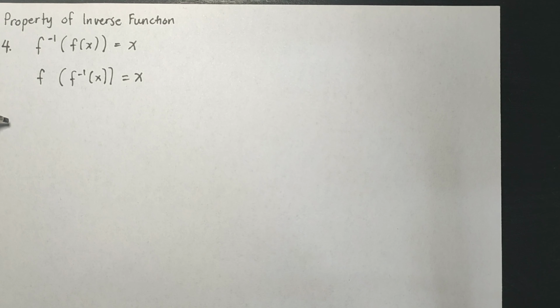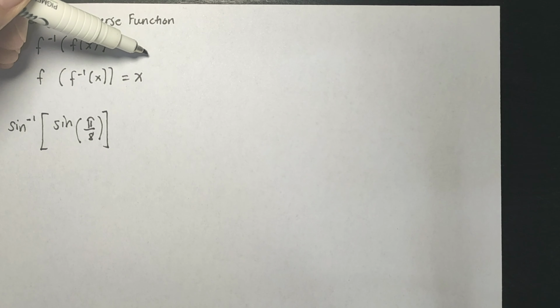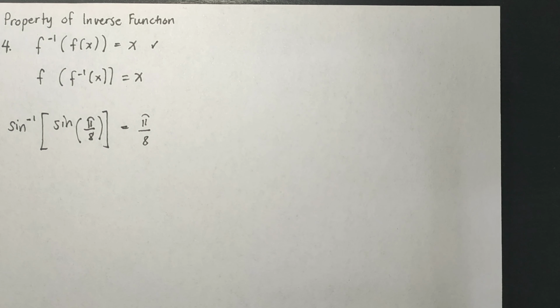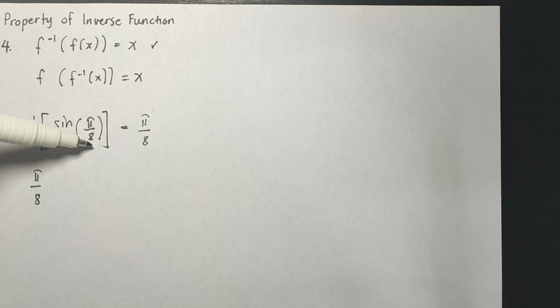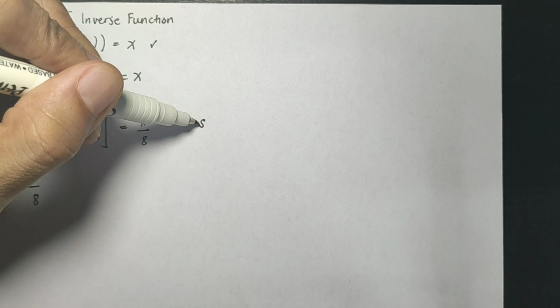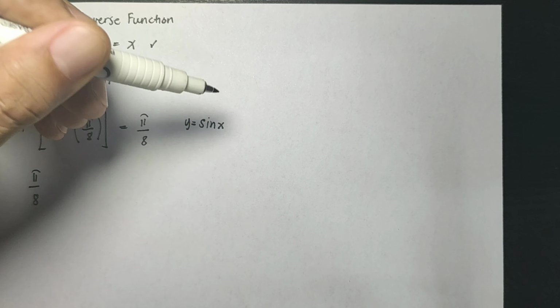So, for example, we have inverse sine of sine of pi over 8. In this particular example, using the property that f inverse of f of x is equal to x, this is equal to pi over 8. But be careful of this. This is correct since pi over 8 is in the interval of the domain for the sine function, y equals sine x.